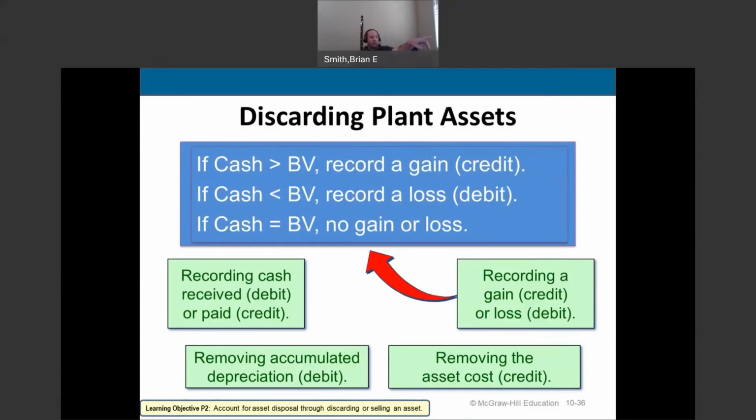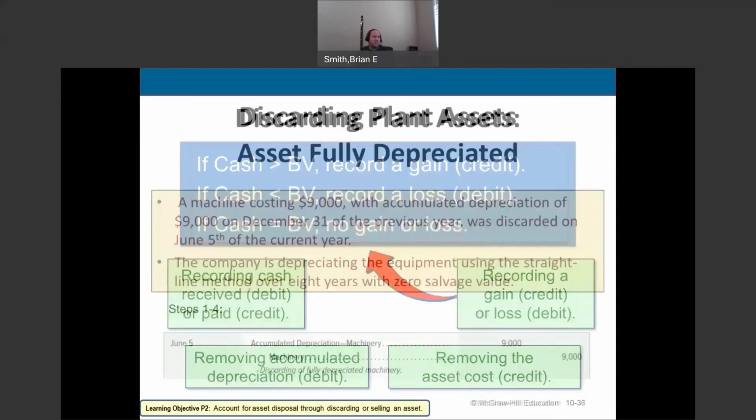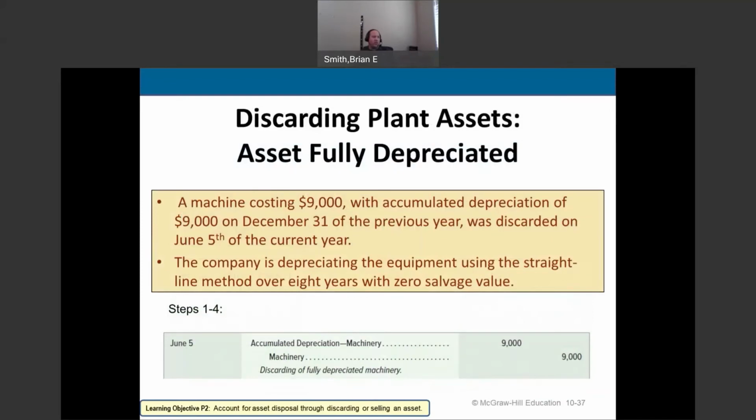So if cash or consideration is greater than book value, we're going to have a gain. If the consideration is less, it's going to be a loss. If it's equal, then there's no gain. So let's look at this. We have an asset here. We fully depreciated it. It's $9,000. We're discarding it on June 5th of the current year. Okay.